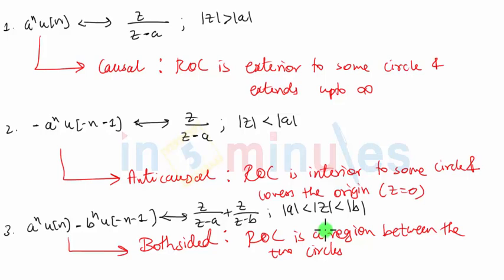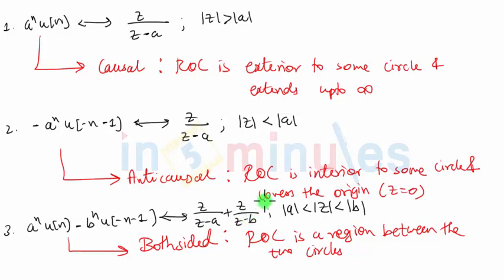Very important conclusion. I repeat, for causal signals, that means a signal which starts from n equal to 0, the ROC is always exterior to some circle, and for anti-causal signals which start from minus 1 and go up to minus infinity, the ROC is always interior to a circle. If the signal is both-sided, that means it is defined for positive as well as negative values of n, then the ROC will be a region between two circles, and these two circles will be defined with respect to the poles.